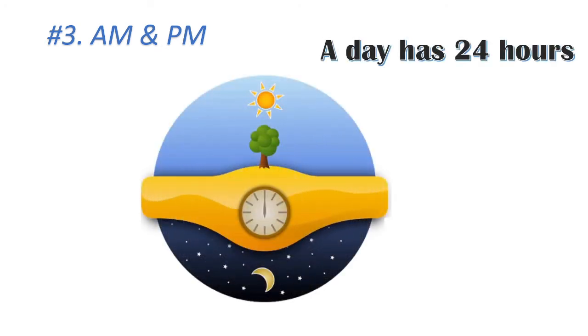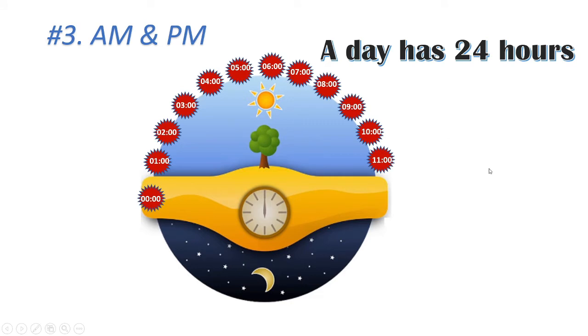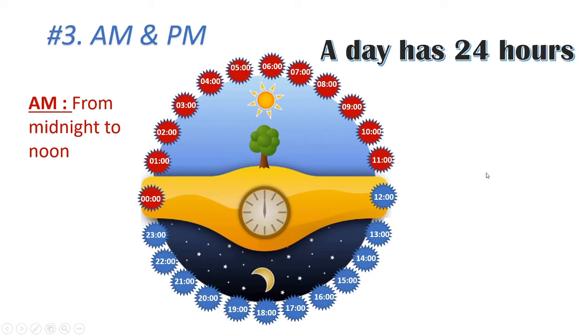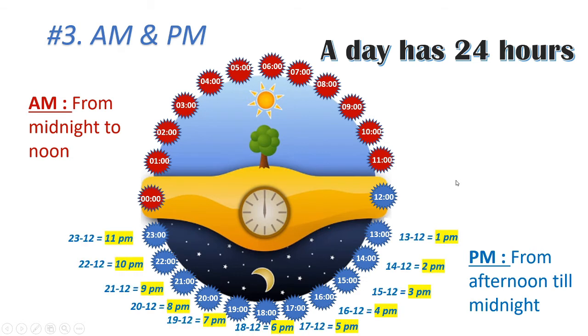Now, let's quickly revise the AM and PM, which means anti-meridian and post-meridian in Latin, which means before and after noon. So let's see how they fit in. So a day has 24 hours and the first 12 hours from midnight till noon fall into the AM category, and the next 12 hours from noon till midnight fall in the PM category. And further, to calculate the PM times, we just subtract 12 from the hour to get the exact time.